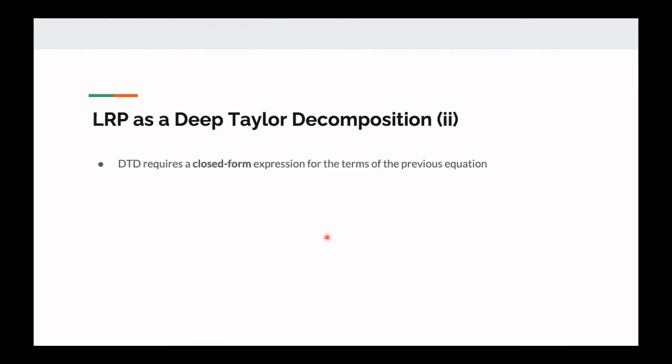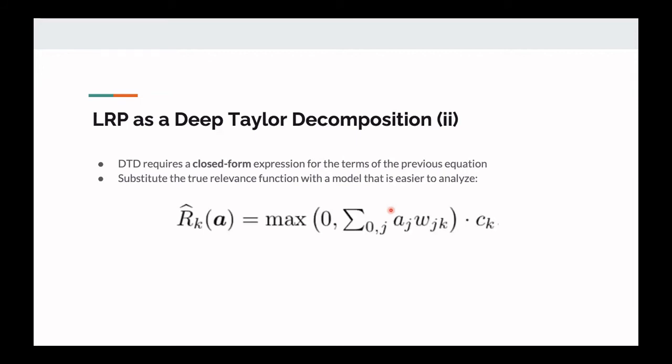So the authors mentioned that in order to actually compute these values, we need a closed form expression of the previous equation. So what we're going to do moving forward from this section is substitute that relevance function with a new relevance function. We'll call it r hat, that's easier to work with. And r hat basically looks like this.